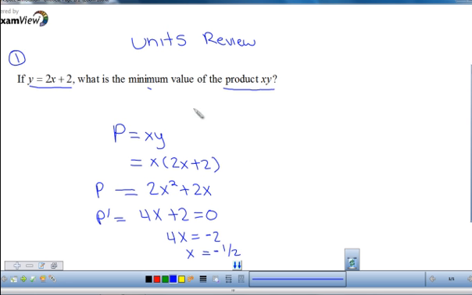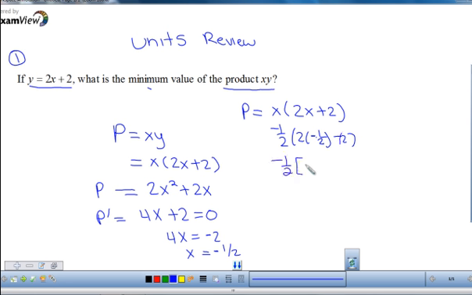Okay. So what is the minimum value? Well, we have x times 2x plus 2. So the minimum value would be negative 1/2 times 2 times negative 1/2 plus 2. So negative 1/2 times negative 1 plus 2. So my minimum product would be negative 1/2.